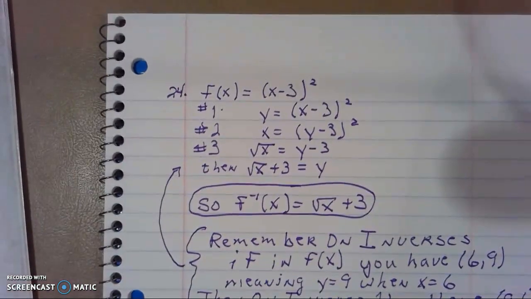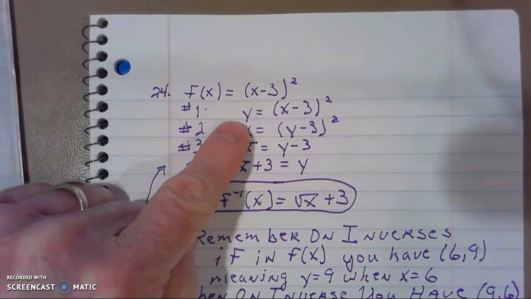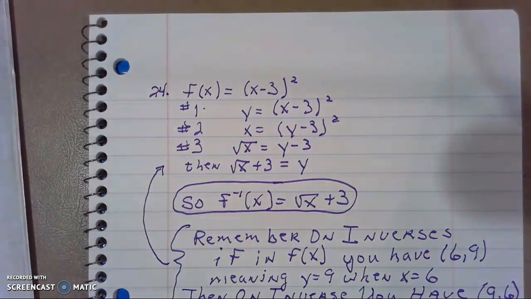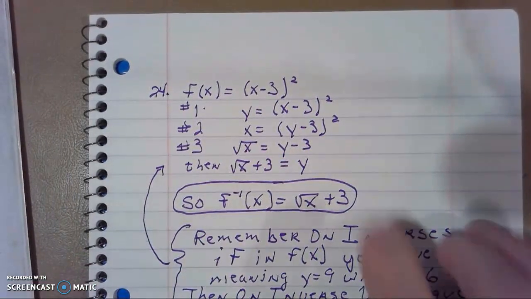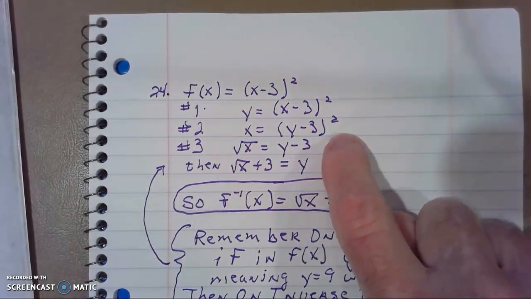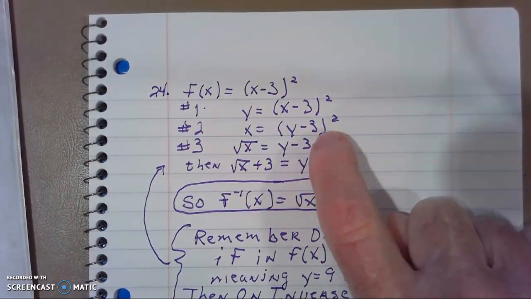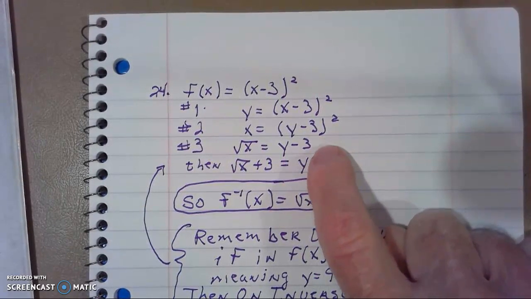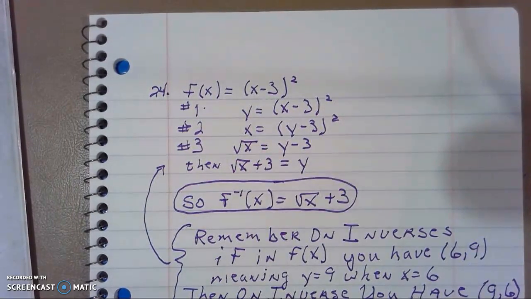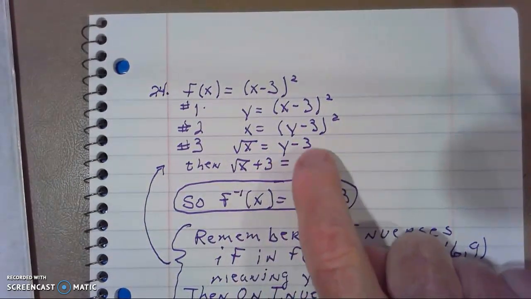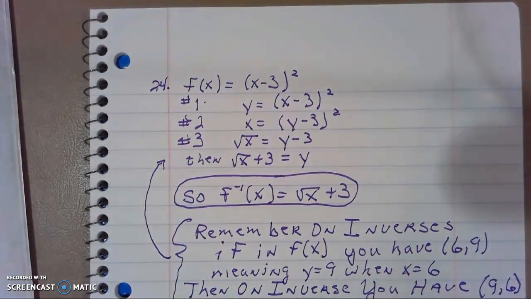24, we have f of x equals x minus 3 squared. Number 1, make it y equals x minus 3 squared. Then switch around x and y, which I've done. Then I solve this for y. The y is inside of something squared. So when what you're solving for is in something squared, take the square root of both sides. Square root of the right side, y minus 3. Square root of the left side, square root of x. Then get that y by itself, add 3 to both sides. So the square root of x plus 3 equals y.